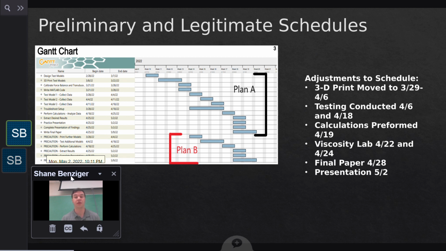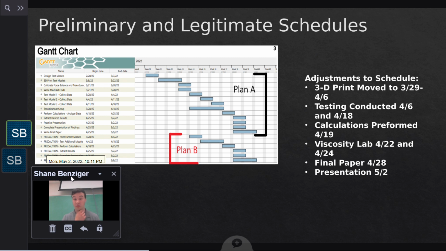In specific, the 3D printing of models was pushed back to March 29th through April 6th. With that in mind, testing was then moved up to April 6th. However, with issues in our data, we retested on April 18th, which put us exactly on schedule. Calculations were then performed on the data on April 19th, putting us ahead of schedule once again.